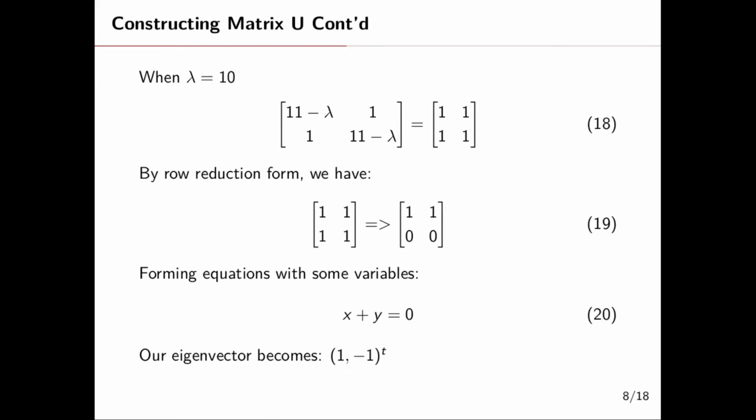And then we also consider the case where our lambda is equal to 10. So we do the substitution, and we get this nice matrix here. We also perform the row reduction to give us this matrix, of which we express the first row in terms of equation 20. So y is a free variable, and we choose it to be -1. If you choose y to be -1, then our x is automatically going to be 1. So that's the eigenvector that we have seen here also.